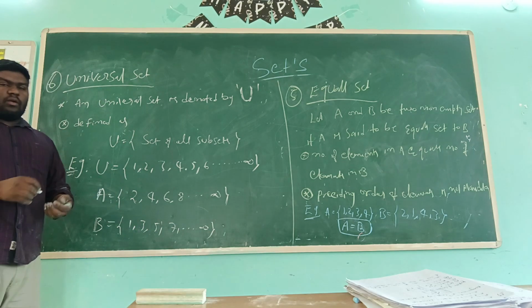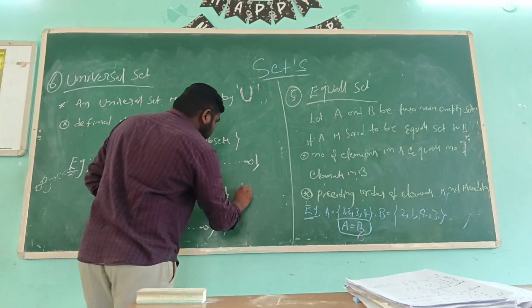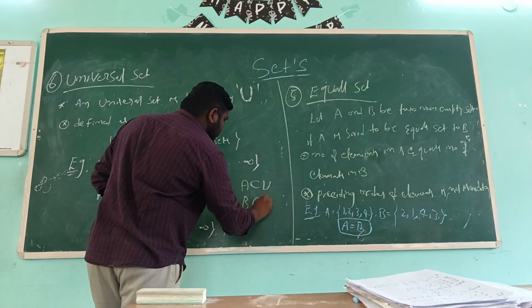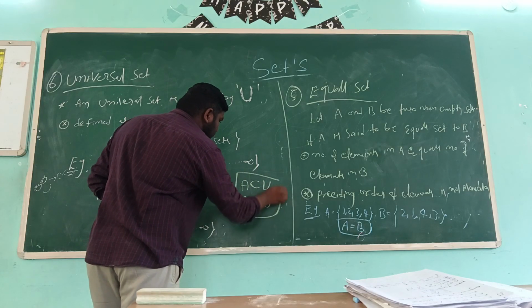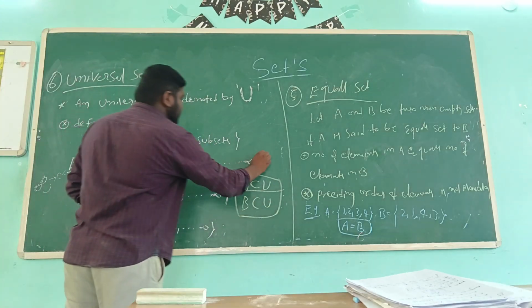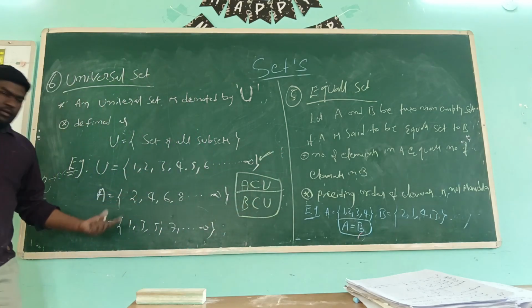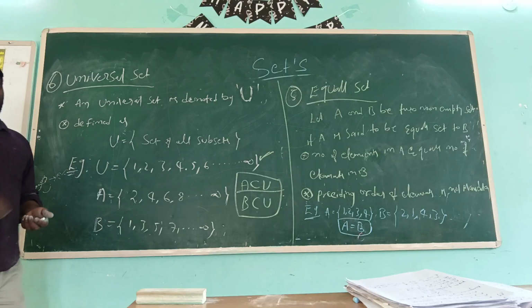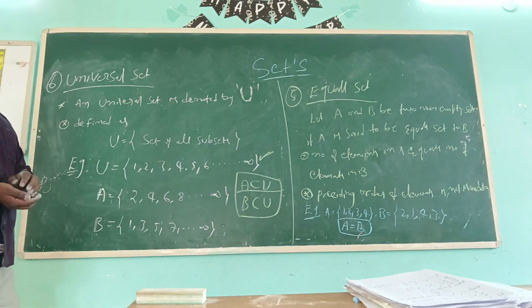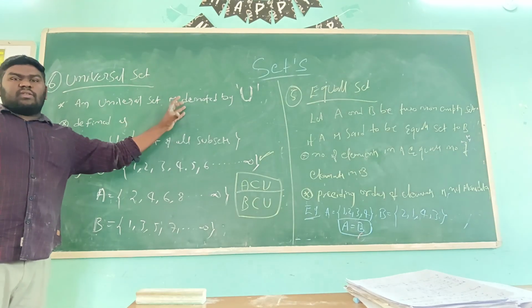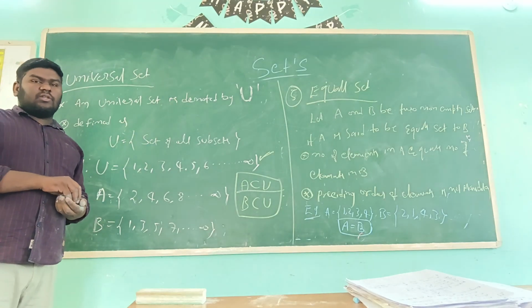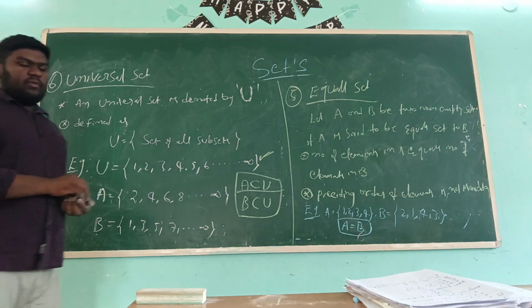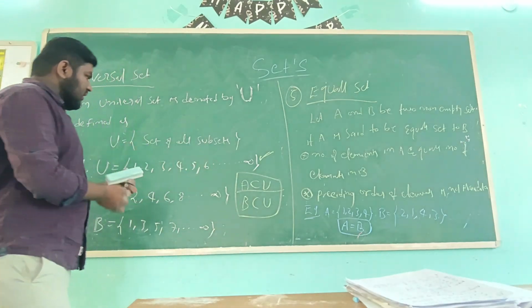Now, if you observe, A is a subset of U, and B is a subset of U. Capital U contains all the subsets. That's why it is a universal set. Now you will get clarity about what is a set, representation of sets and types of sets. Then we will go for the next concept, operations on sets.